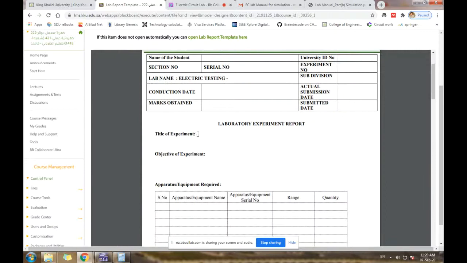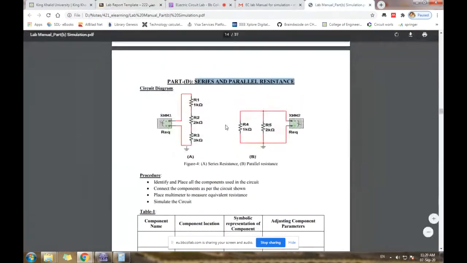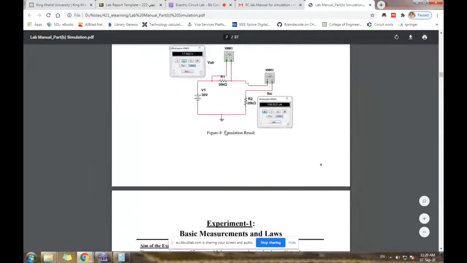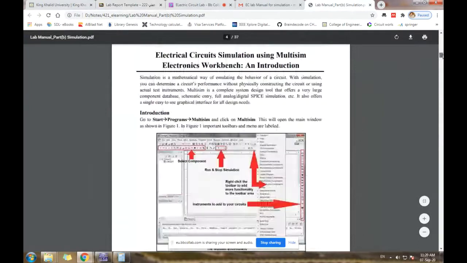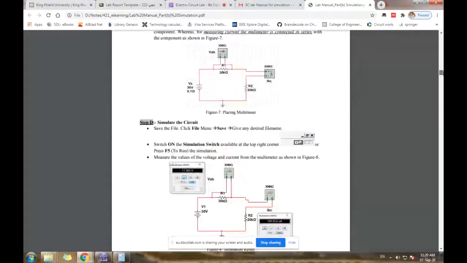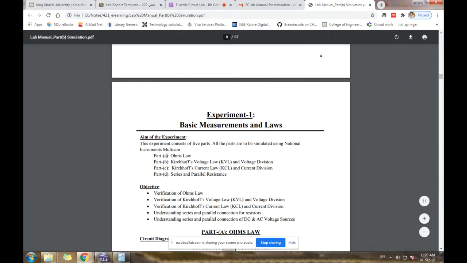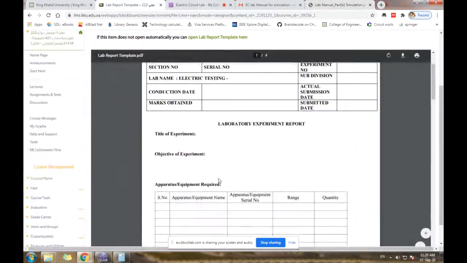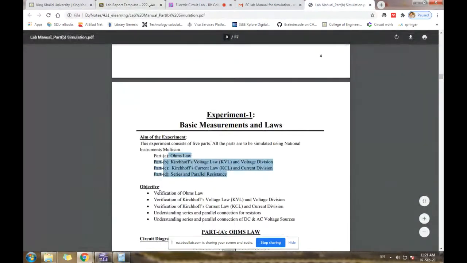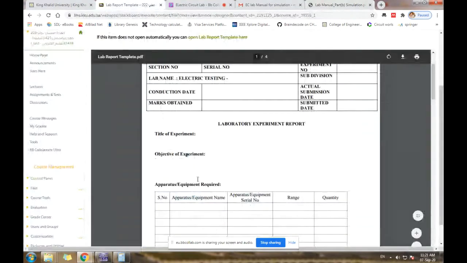And here you will write the title of the experiment. What is the title of the experiment? It is Ohm's law, Kirchhoff's voltage law, and the other two. These four things you have to write here in the title. Okay. What is the objective of the experiment? These are the objectives. You have to write these objectives here in the objective.